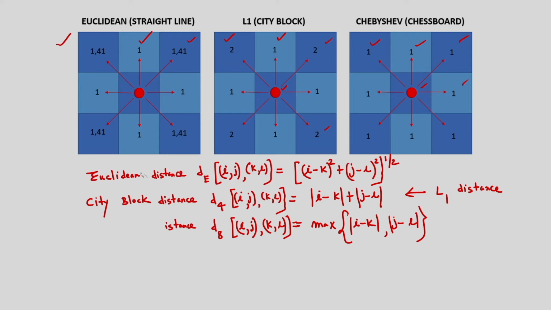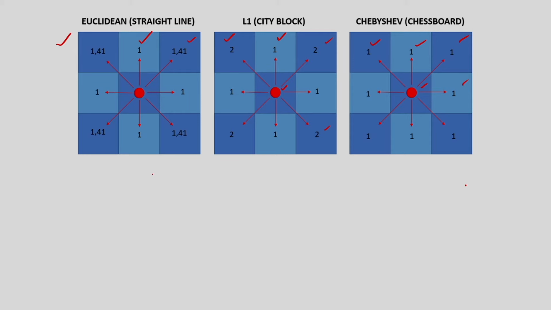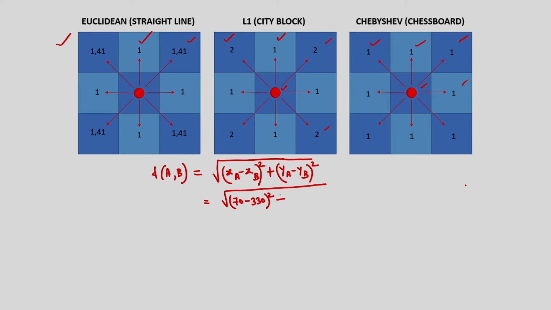So I can give one example. Suppose I want to determine the distance between the 2 points A and B. The Euclidean distance between 2 points is the square root of (XA minus XB) whole square plus (YA minus YB) whole square. Suppose XA is 70 and XB is 330, I am taking one example, and suppose YA is 40 and YB is 228. So this value I am getting is almost 335. This is the Euclidean distance I can determine.